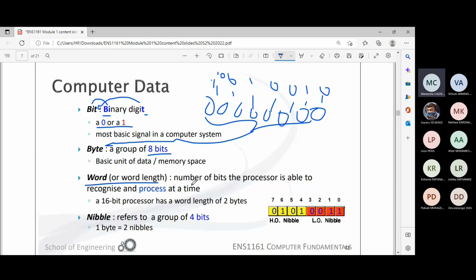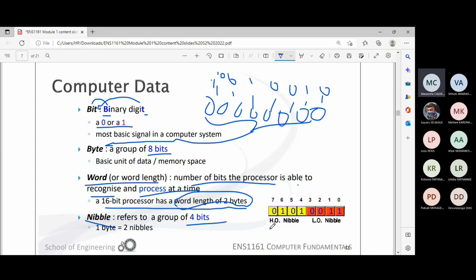Number of bits the processor is able to recognize and process at a time. For example, a 16-bit processor has a word length of 2 bytes, so it has 16 bits altogether. Nibble, what is a nibble? It's 4 bits.